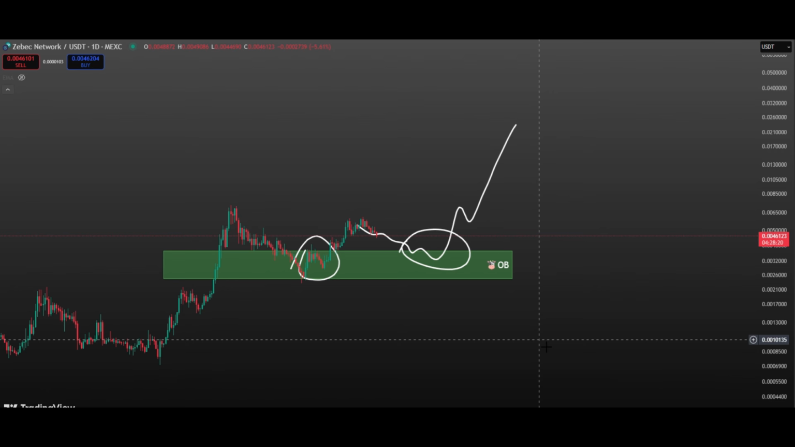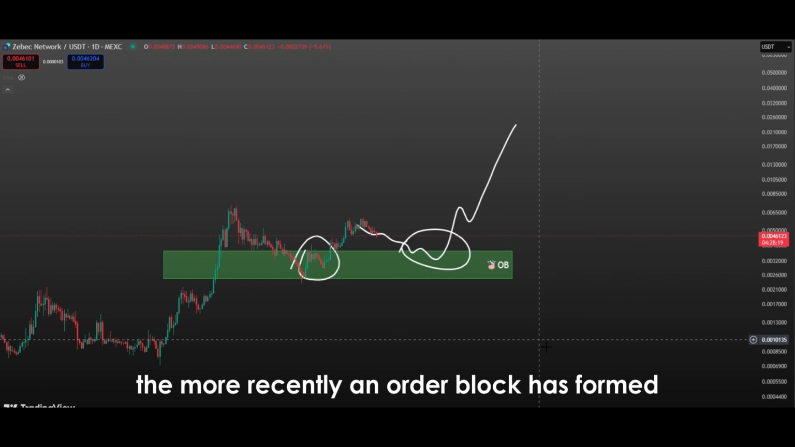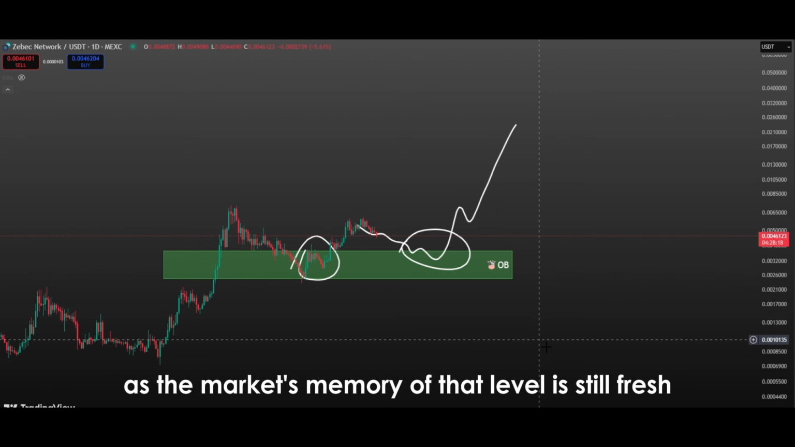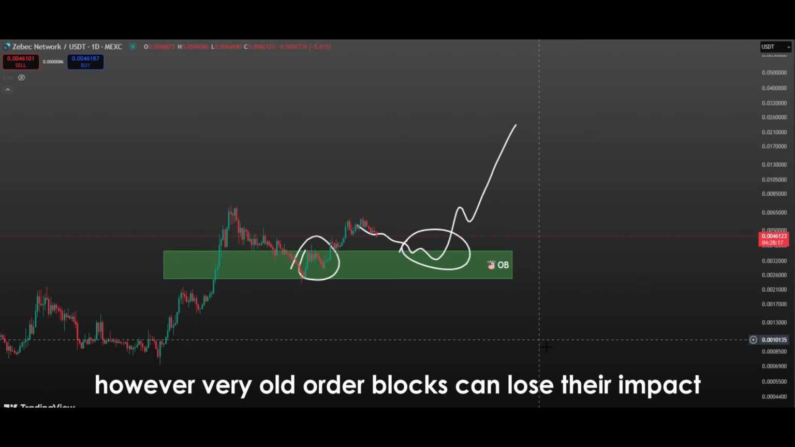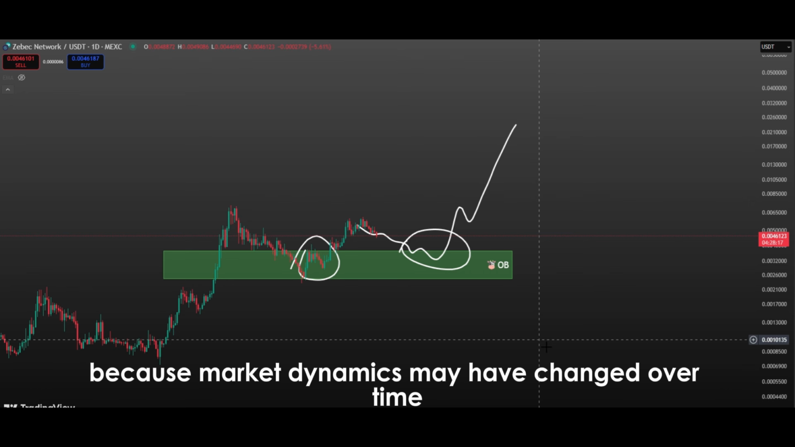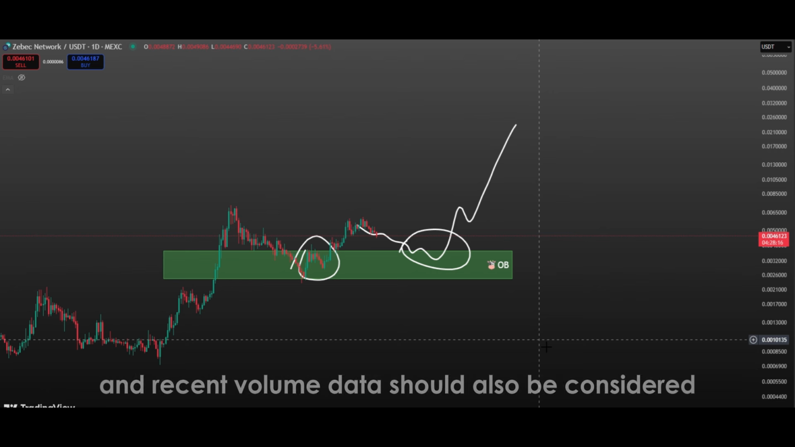The timing factor is also important in the effectiveness of bullish order blocks. The more recently an order block is formed, the stronger it may work, as the market's memory of that level is still fresh and the intentions of big players remain relevant. However, very old order blocks can lose their impact because market dynamics may have changed over time. Therefore, when analyzing, the freshness of the order block and recent volume data should also be considered.